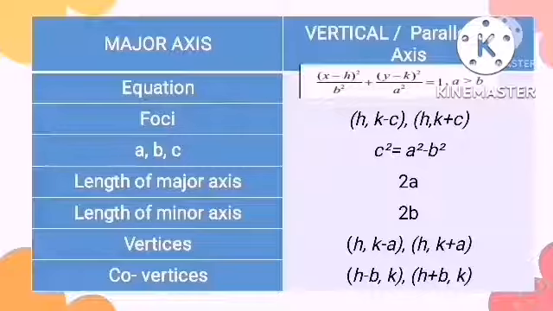And in the length of the minor axis, we will use the formula of 2b. And in getting the vertices, we will use the formula h, k minus a and h, k plus a. Co-vertices, we will use h minus b, k and h plus b, k.